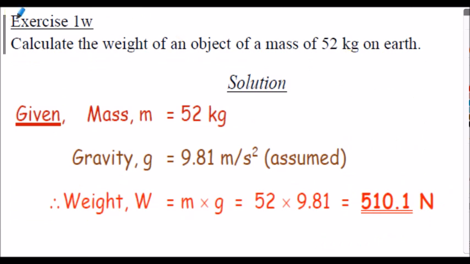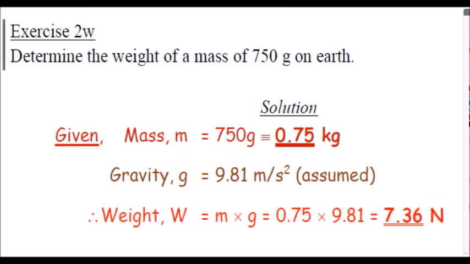Exercise 1 is very similar to example 1, so I'll let you review the solution at your own pace. Exercise 2 solution, very similar to example 1 again. Just be careful that the mass is given as 750 grams, so the first thing we must do is to convert the mass into kilograms, kilograms being the base unit in the SI system. But again, I'll let you review that solution at your own pace.